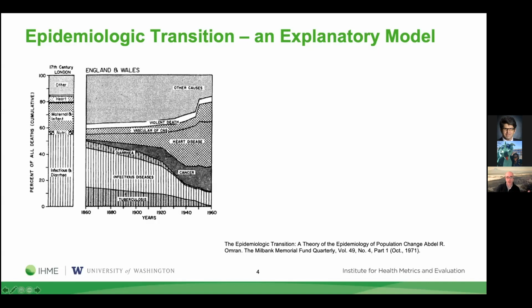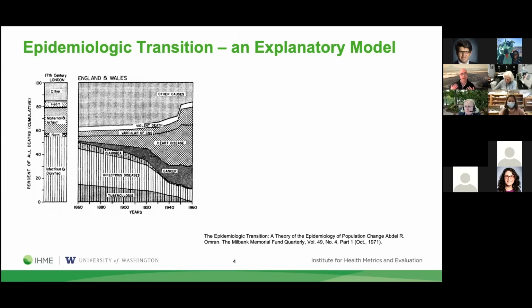This is the work of a gentleman named Abdel Omran, who really, I think, invented this concept of an epidemiologic transition, which has now been used in many different ways and often gets thrown around as a term to apply to a lot of different things. But it's interesting to go back to where it came from. This is his original paper.